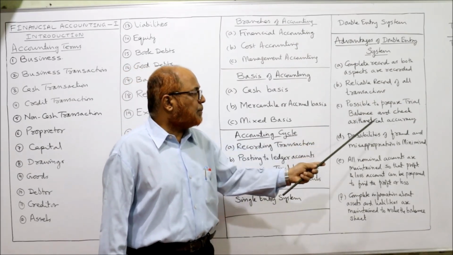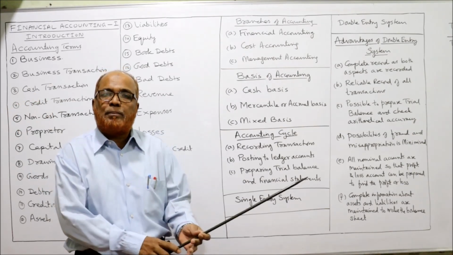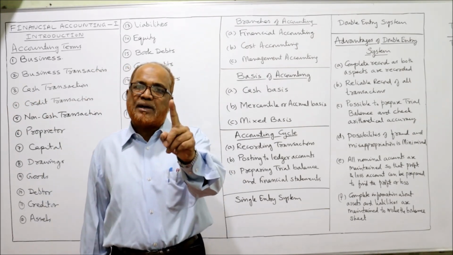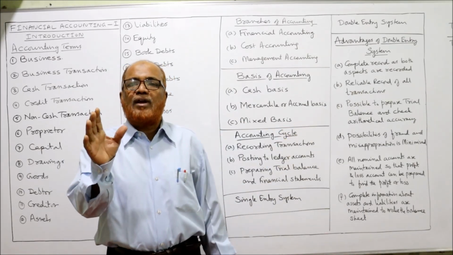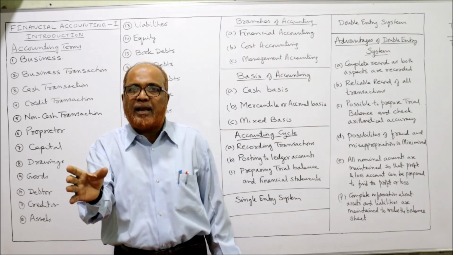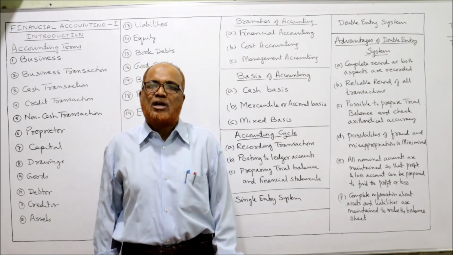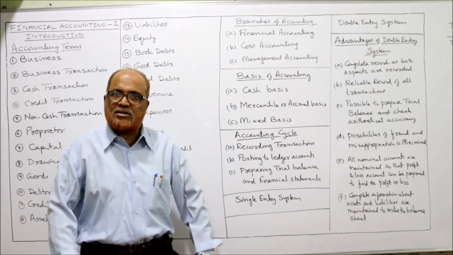Third one, possible to prepare trial balance and check arithmetical accuracy. No trial balance can be prepared in case of single entry system, because we are recording only one aspect, the other aspect is ignored. Here both the aspects are recorded. So every year we can prepare a trial balance to check the arithmetical accuracy of the books of accounts. If the trial balance tallies, it means arithmetically the books of accounts are correct.